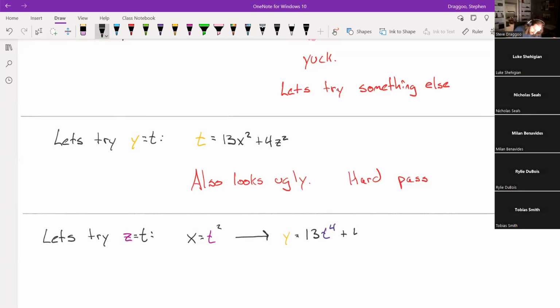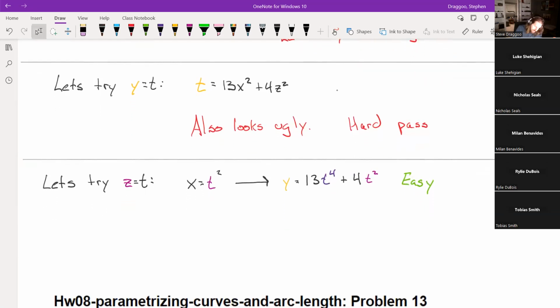Plus, on the other side, I've got 4z squared, but z was just t. So this is 4t squared. And hey, just like that, y is also defined. So now I've got an equation for each of x, y, and z, and it was basically easy. So I'm going to write that in.